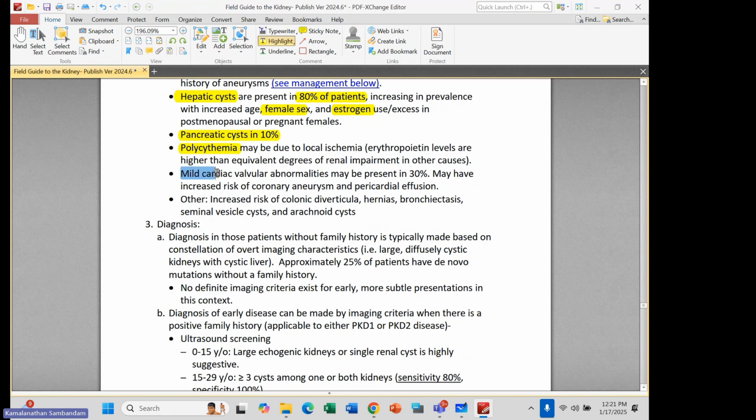Okay, so there may be valvular abnormalities. If you are auscultating their heart, you should be paying attention to any valvular heart disease, or looking for murmurs, in particular mitral valve prolapse. And then they interestingly have an increased risk of GI bleeds from bleeding diverticulosis. They have an increase in diverticula of the colon, hernias, bronchiectasis, cysts of the seminal vesicles, and even cysts in the CNS.